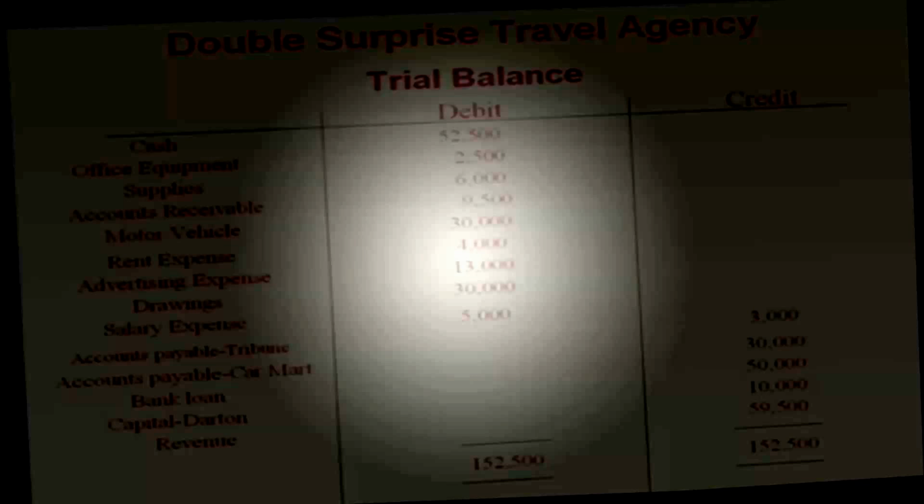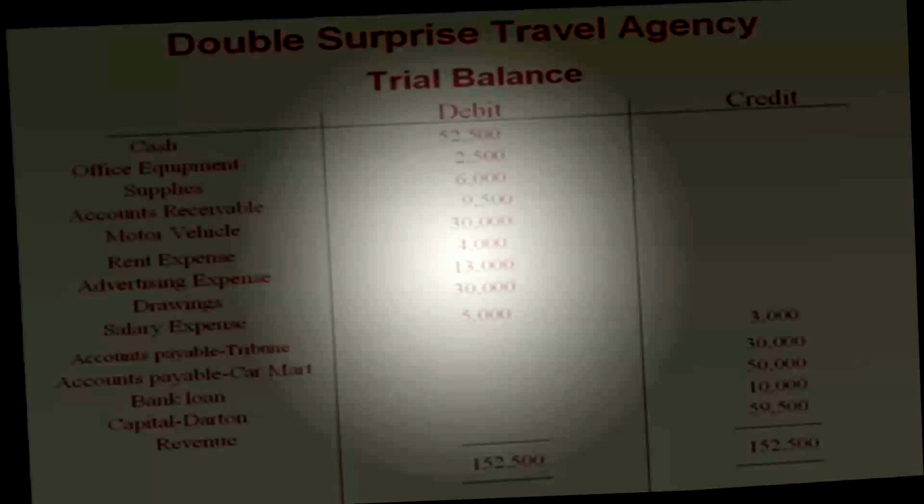Now from the trial balance, you do an income statement, statement of owner's equity, and balance sheet. And we already did that. But the most important is that the trial balance should balance. Once it balances, then you can proceed. We're done with this module. In this module, I wanted to show you how to record transactions using T accounts and how to prepare a trial balance.